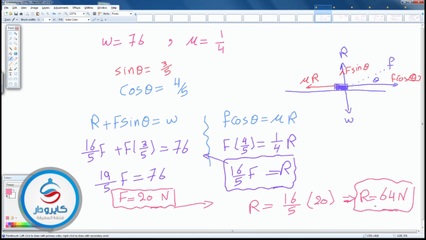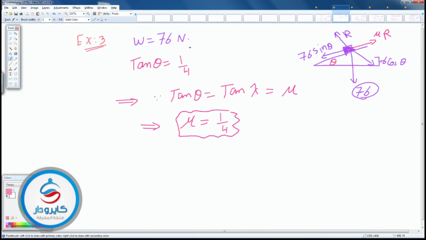Again, we have to discuss this problem again. If we return back here, directly for the given tan theta, which is the angle of inclination, a quarter, that means theta equals lambda, tan theta equals tan lambda, both of them equal mu. Then we can get directly the real value of the friction coefficient between the body and the plane, which is mu, and here it is equal to 1/4. Now we take this body from the inclined plane and put it on the horizontal rough plane of the same friction coefficient. Then we write it like that.